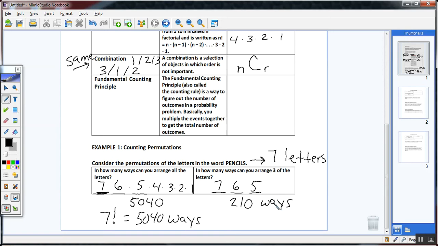Okay. Now, that's the way to count them. First of all, when we think about that way, do you understand what we're doing right there? Yeah. Why did I go 7 times 6 all the way down to 1 in the first one? Because they wanted that 7 letter. Yep.